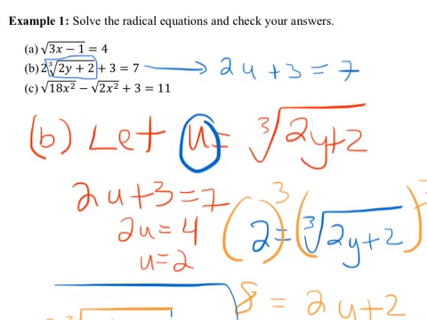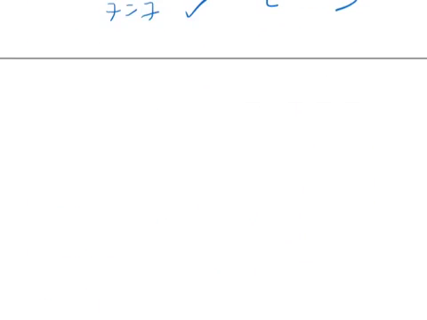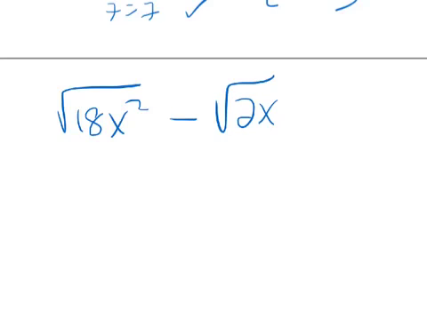All right, let's take a look at part C. Okay? Part C is a little messy. I'm going to write it down at the bottom here. Actually, I have it on here. I'll just write it easier. So we've got root 18x squared minus root 2x squared plus 3 equals 11. Okay? Now, 11. Yeah, the other one didn't show.